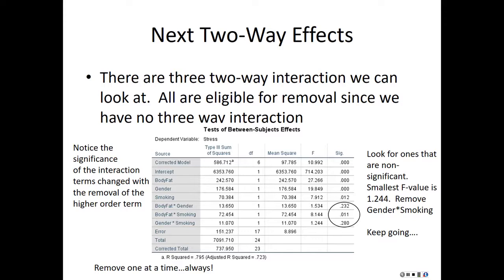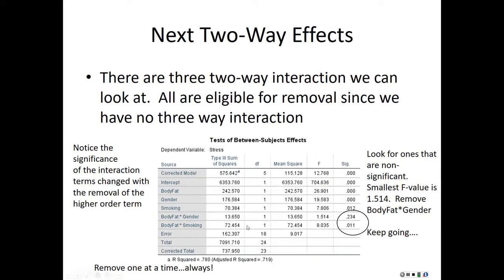All right, so now we're at the 2-way effects. So there are three 2-way effects. None of these are necessary to the model because we don't have anything above them, we don't have any 3-ways. So we want to look and see if any are non-significant. Well, there are two that are non-significant. So how do we pick which one to remove? We look to see which one has the smallest F statistic. So the smallest F statistic is 1.244 here, so that's gender and smoking. This is the first one we're going to remove, so we're going to remove gender and smoking, one at a time.